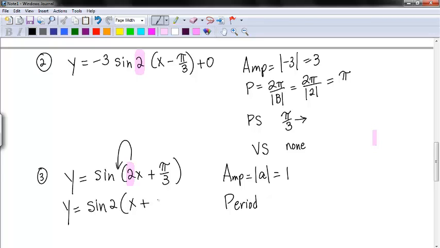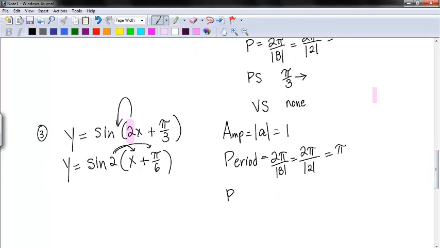So what would we have inside? Pi over 6, right? It's like multiplying by 1/2 or dividing by 2. You should be able to multiply this back to get the original. If you can't do that, then you've got an error. So now the period is 2 pi over the absolute value of b. So 2 pi over the absolute value of 2, so the period is pi. This graph should repeat every pi.